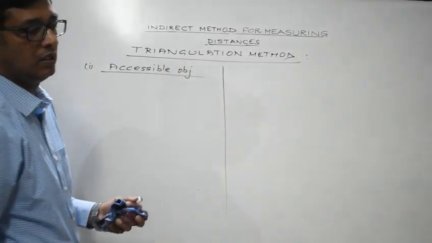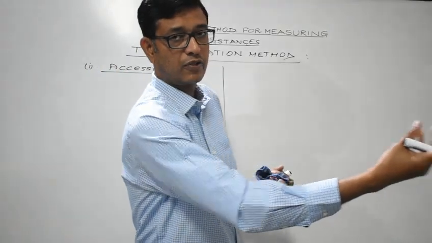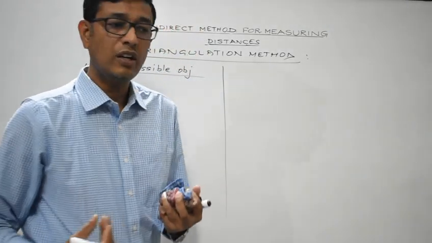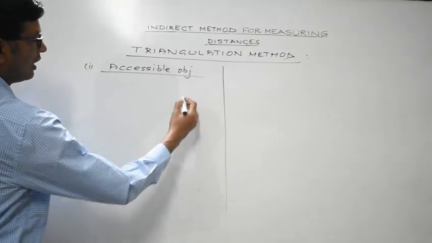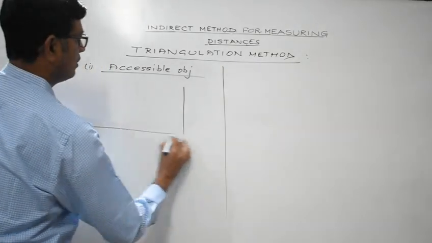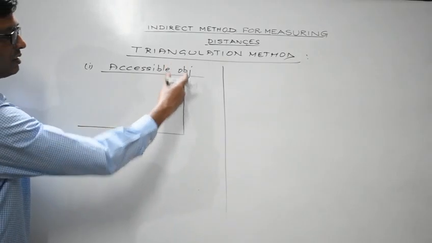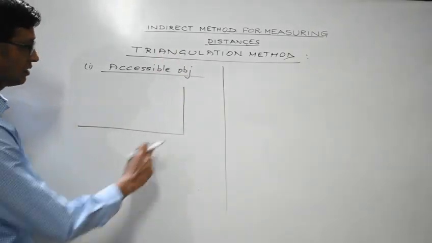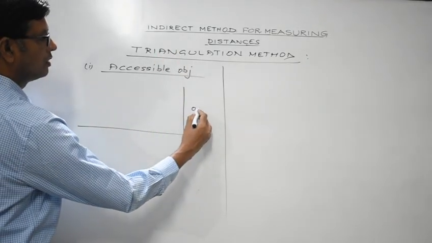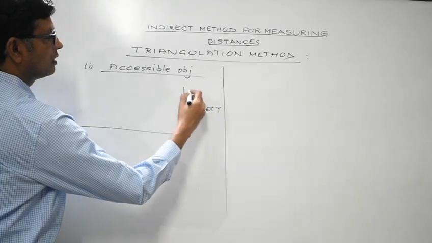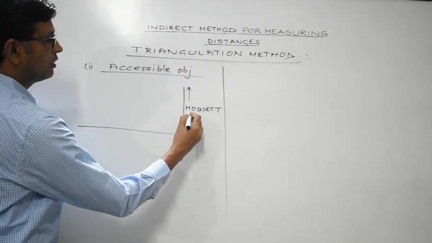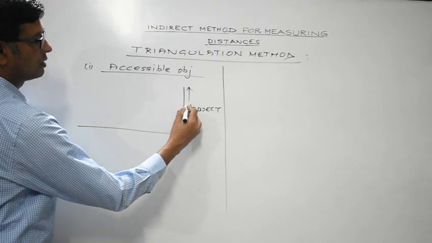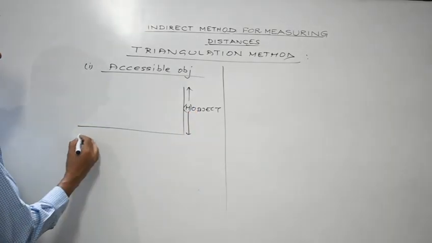Accessible means the distance of that object from the observation point can be measured easily. That is an accessible object. Like this is the object, and suppose its height is to be determined. This distance is known. It can be considered to be a pole. Its height h is to be determined. Now this distance is known.